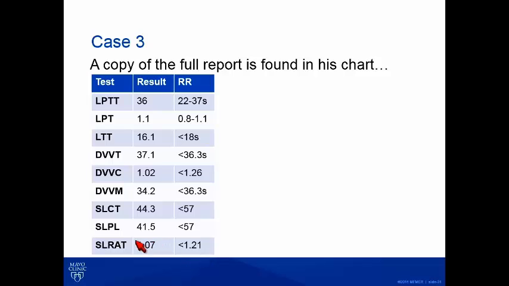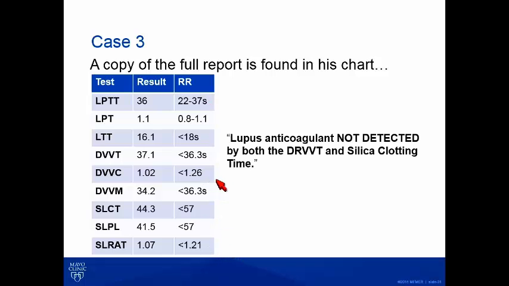So fortunately, in this patient's chart, the full report was found, including the reference ranges and a comment that said lupus anticoagulant was not detected by both the DRVVT and silica clotting time-based tests. So for this patient, we actually spared him the expense and poke of additional testing. You don't have to test him again because, unless there was another reason, this test was negative.